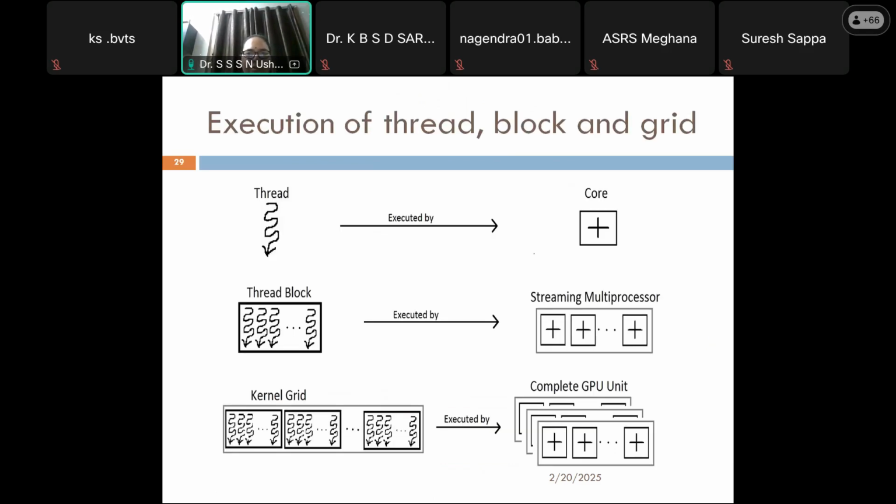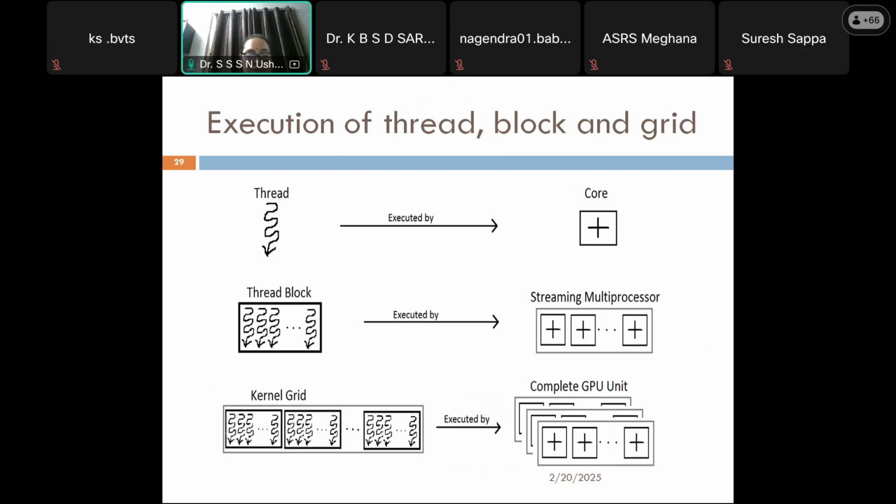So, execution of threads, blocks and grid. This is a thread, and this thread is assigned to a core. We understood that a core can execute only a single thread. It is not that high level, right? A thread is a simple part of an executable process, so a core is also going to handle a single thread. Thread blocks, streaming multiprocessor, kernel grid, the complete GPU unit. So this is the kernel grid.